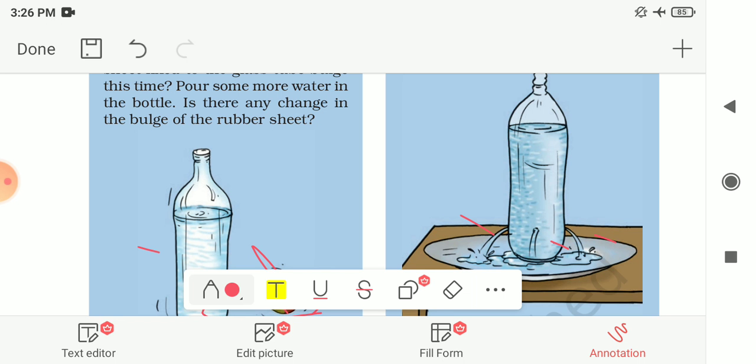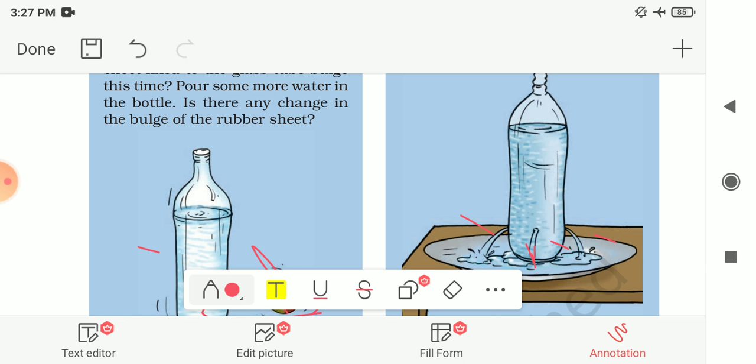So do the different streams of water coming out of the holes fall at the same distance from the bottle, and what does this indicate? That you have to answer. So if you perform this activity, you will find that 4 different streams of water are coming out from the 4 holes which are at the same height from the bottom of the bottle.